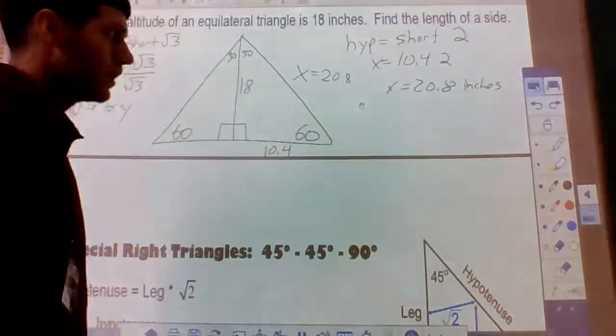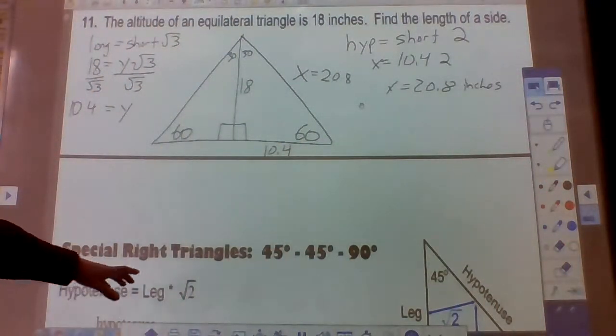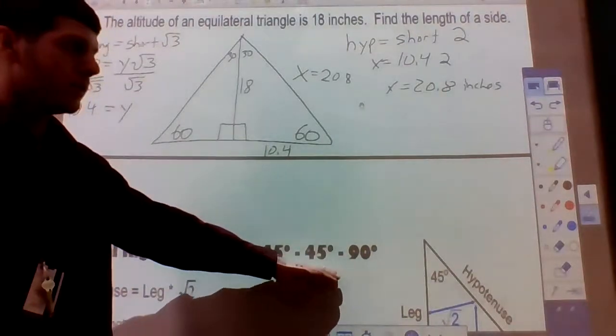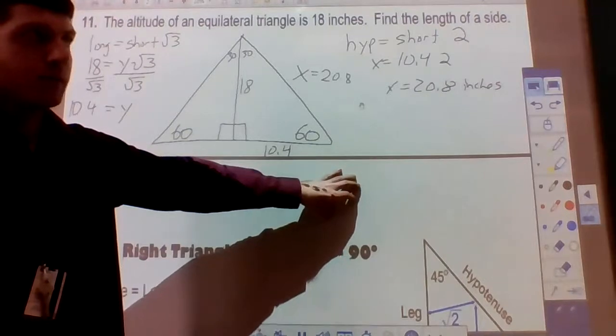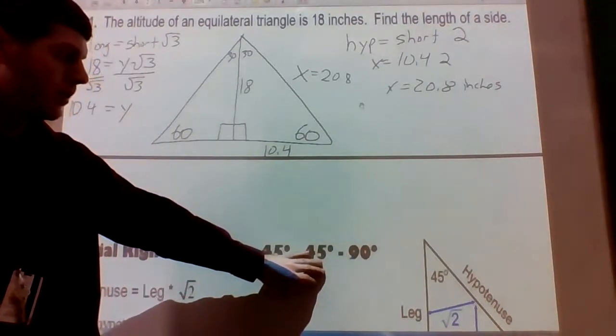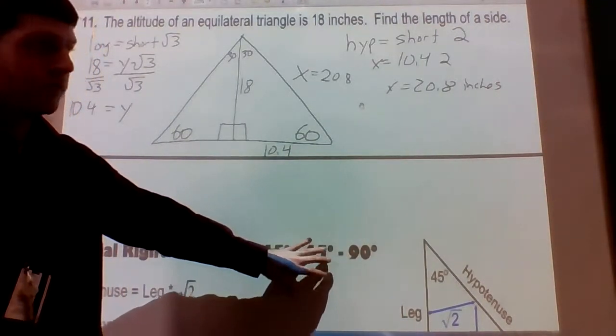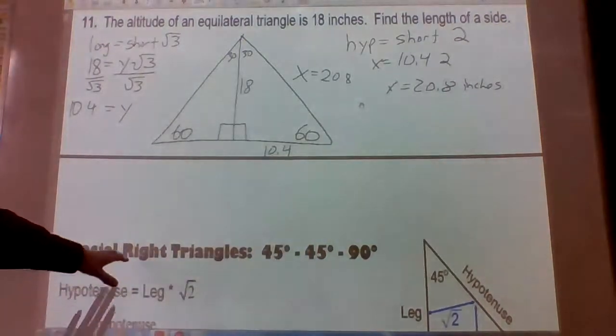So that's the special right triangle, the first half. The second half, we'll do in class on Monday. This was from Friday, February 22nd. We'll do in class Monday, the 25th, the 45 leg.